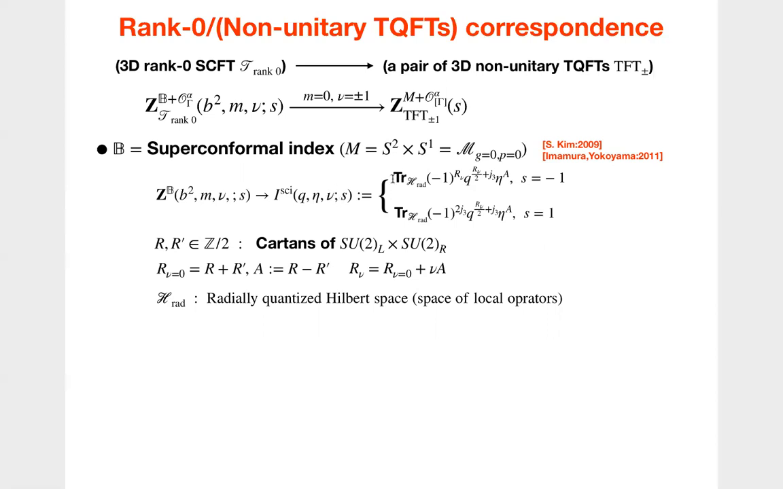In terms of canonical quantization pictures, this dependence can be understood in this relation. The trace is taken over the radially quantized Hilbert space, which is the space of local operators. Depending on the spin structure, we can weight by (-1)^R or (-1)^{2J3}. And here the mu dependence appears, and we can weight by the fugacity and the axial mass parameters. So this depends on these parameters.